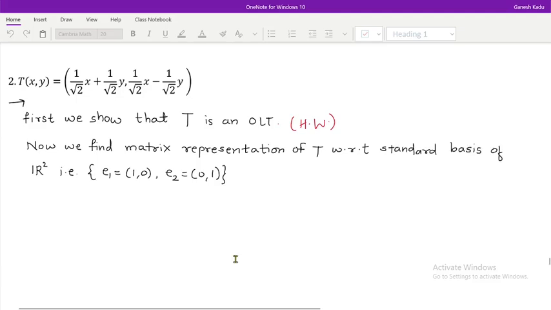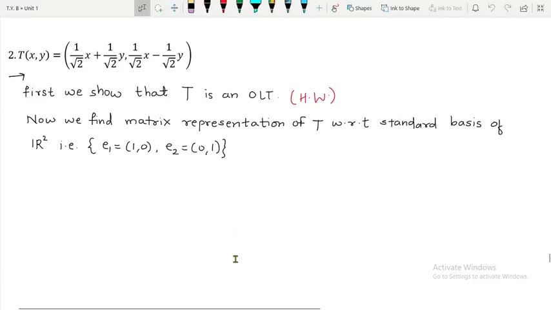So hello my dear students, today we are going to see a few more examples on reflection and rotation. First of all, we are supposed to show that the given map is an orthogonal linear transformation, which you can do. So directly we will find the matrix representation of T with respect to the standard basis of R2, which you already know.